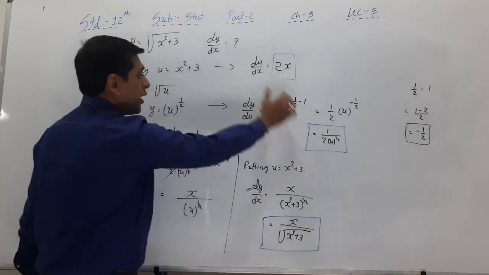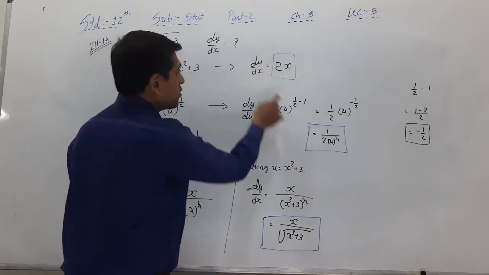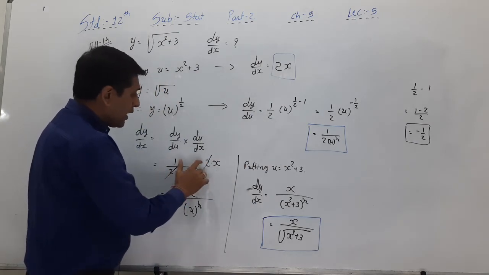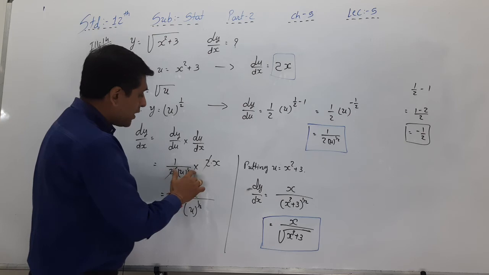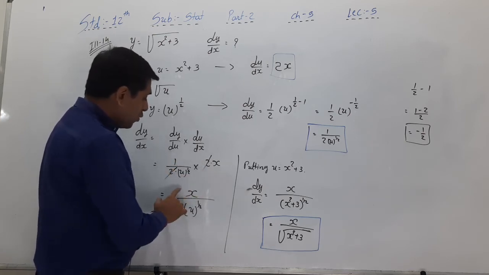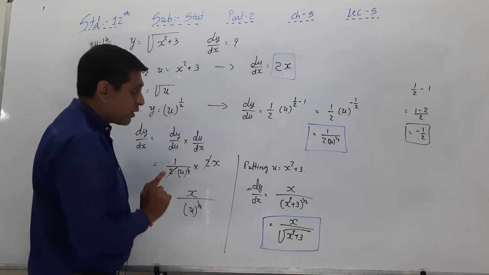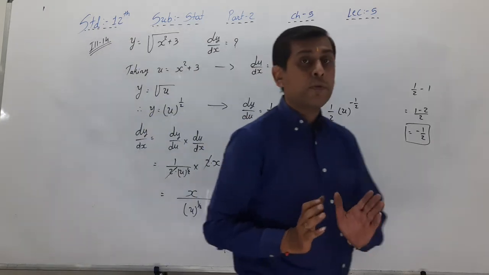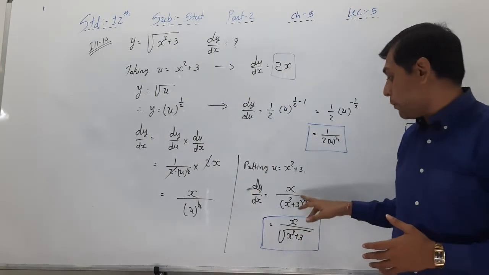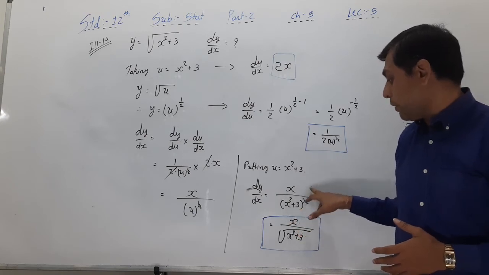Now here two values are there and we want dy by dx, so the multiplication of these two values is our answer. So I am writing here, 2 in the denominator and 2 in the numerator, so they cancel. Now the remaining is x upon u raised to 1 by 2. Now putting the value of u, that is u is equal to x square plus 3, raised to 1 by 2.